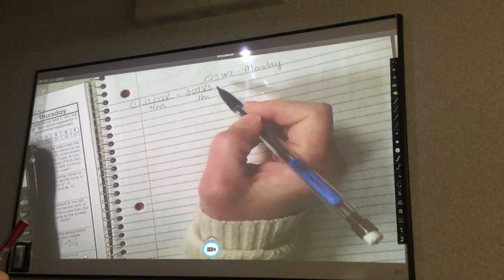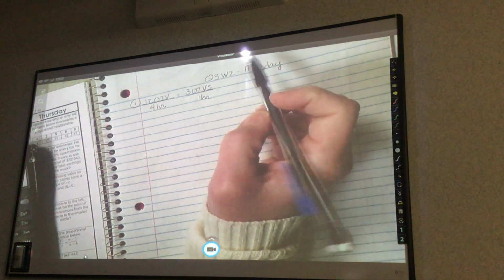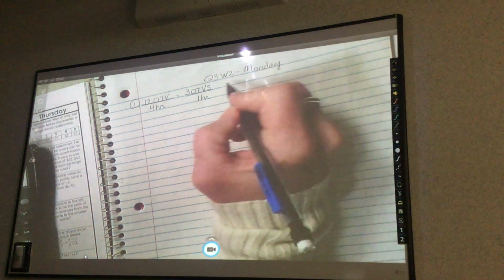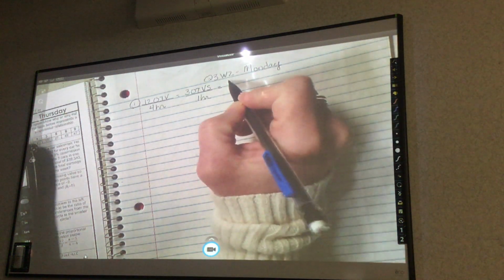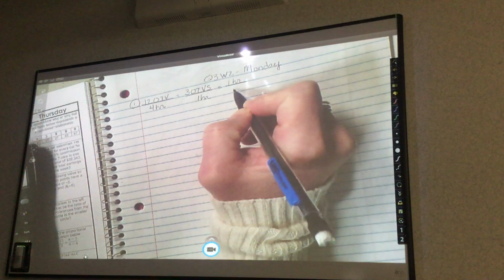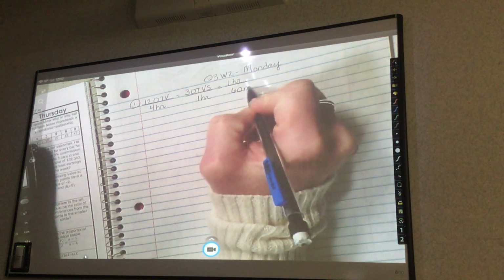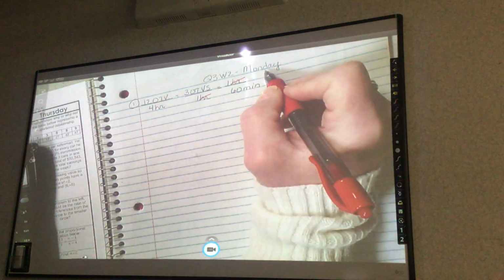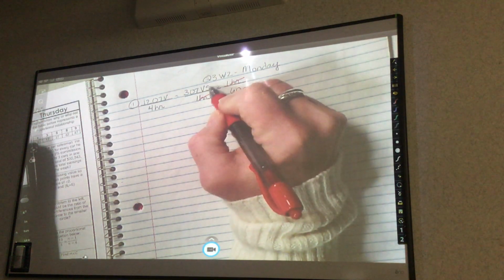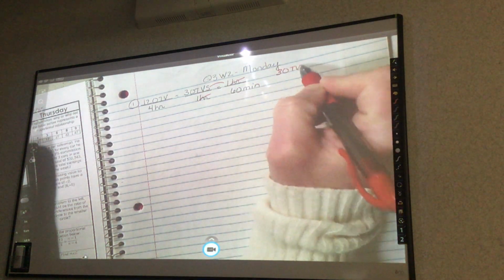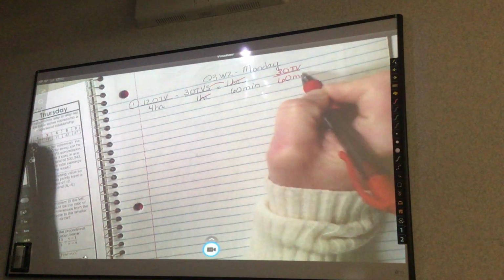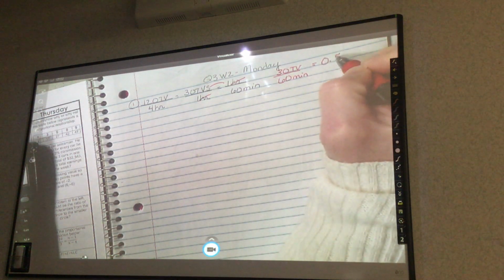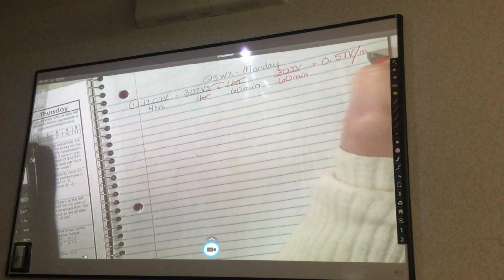But if I want to figure out how long it takes to make one TV, I have to change the hour to what? Minutes. So this is when I do my cross cancellation: 1 hour is 60 minutes, and I cancel my hours out. So it would be 30 TVs for 60 minutes. Then you do your division in your calculator, and you get 0.5 TVs per minute.